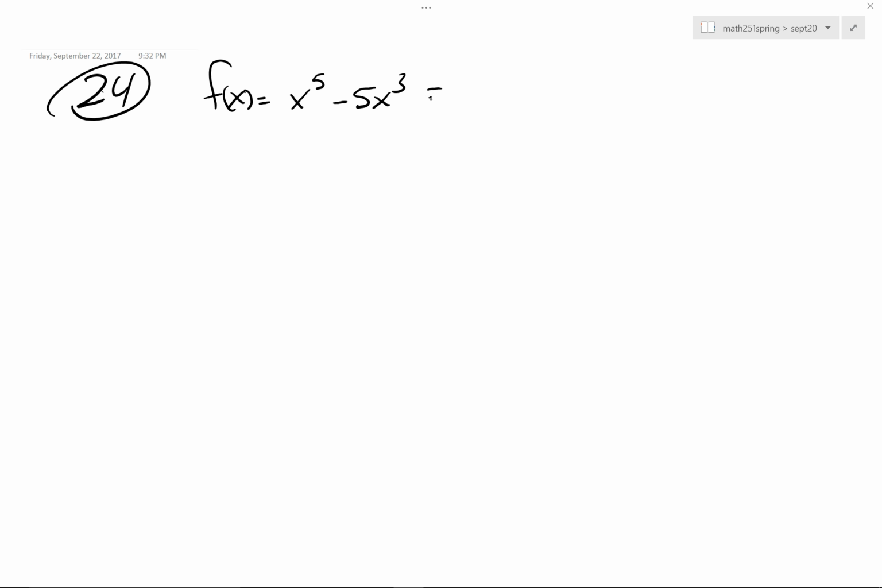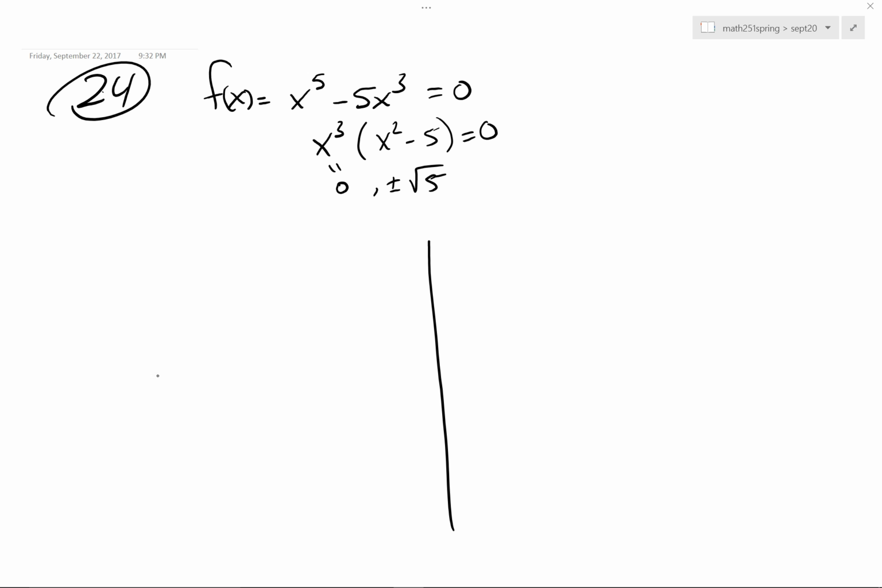So right off the bat, I like to look at the zeros. This one's easy. You can factor an x cubed out of it. That leaves you with x squared minus 5. And so either x is 0 or x is equal to plus or minus the square root of 5. So here's my graph. Square root of 5 is right here-ish. Here's 0. Negative square root of 5-ish. That's where my function is equal to 0.